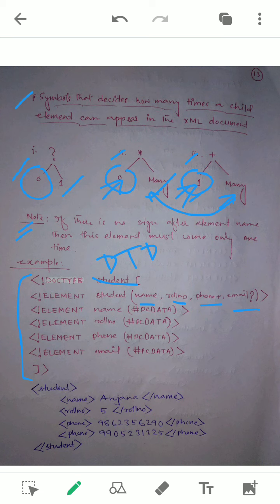The phone element must come one time, but it may come also many times. Question mark means it may not come, or it may come only one time. But there is no symbol with the others, like name and roll number. So name and roll number must come one time, and it should follow this order. Means at first name will come, then roll number, then phone, then email.